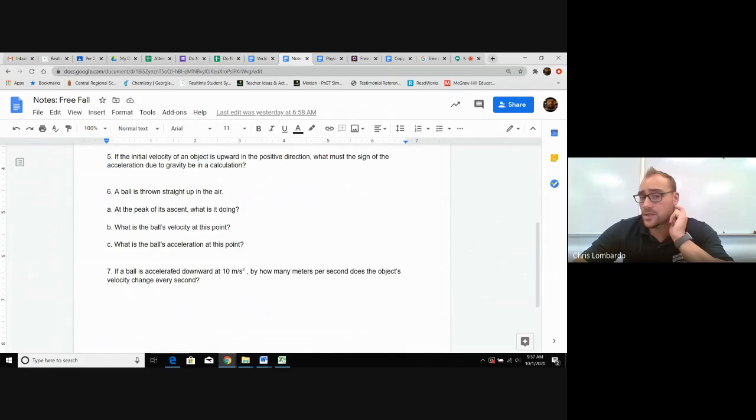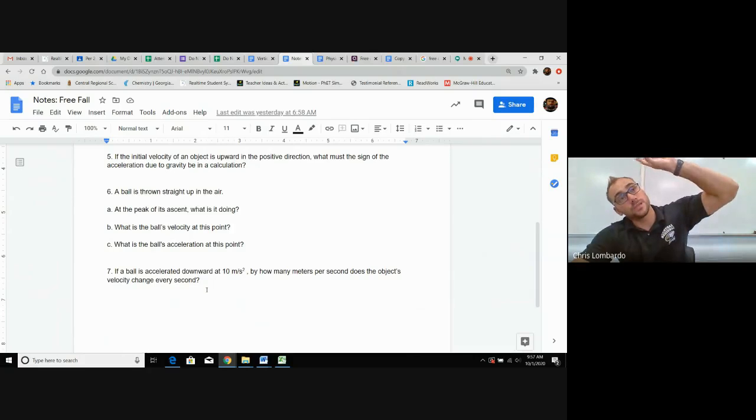And if something is accelerated downward at this rate, that explains how the velocity changes every second. So if you throw it upwards against gravity, it's going to slow down by 10 meters per second every second until it hits 0. All right, so it stops, changes direction, comes back down, and then it speeds up at 10 meters per second every second.